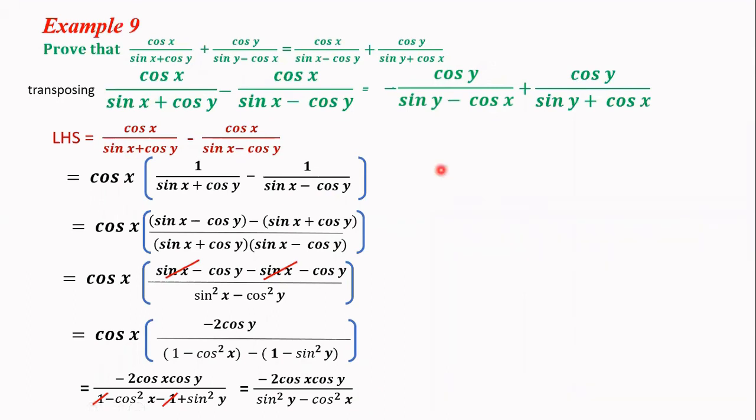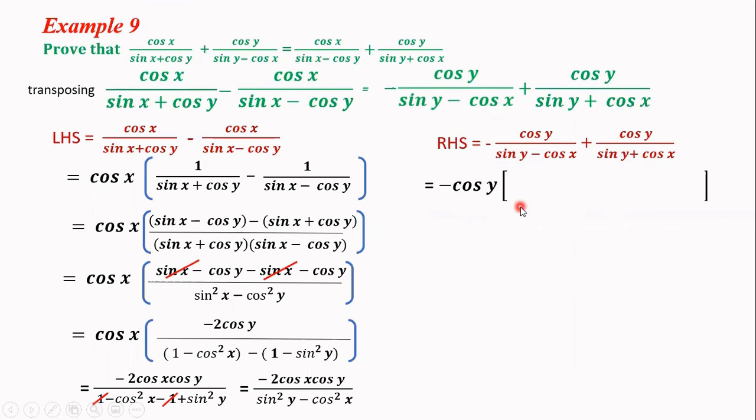Now let's solve the right hand side also. Here it is minus cos y by sin y minus cos x plus cos y by sin y plus cos x. From both of these terms, let us take minus cos y common. So in the first term we have sin y minus cos x in the denominator and 1 in the numerator, because this minus cos y is already taken common. Now when we take minus common, this plus turns to minus and the cos y is already there in common, so we have 1 by sin y plus cos x.